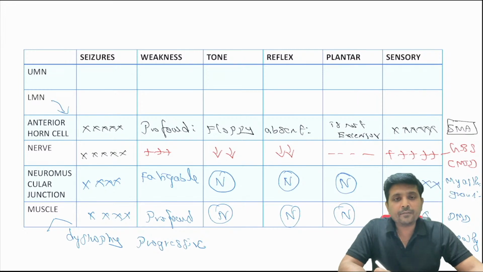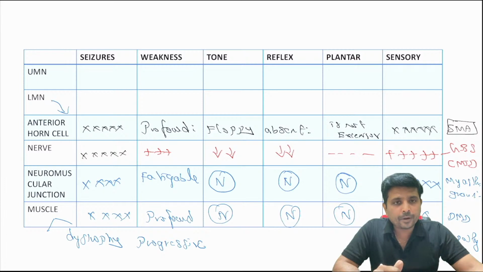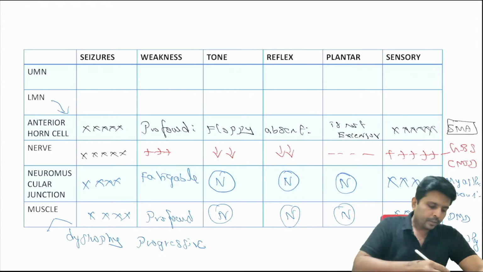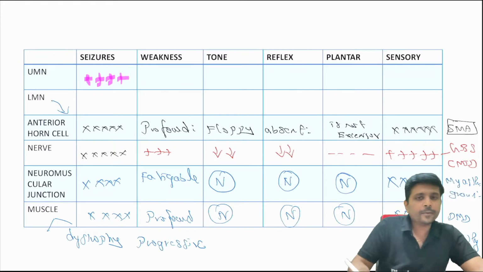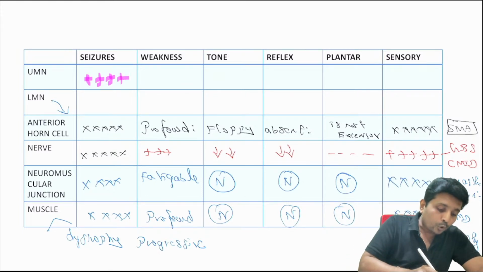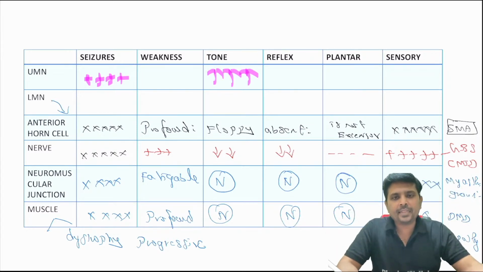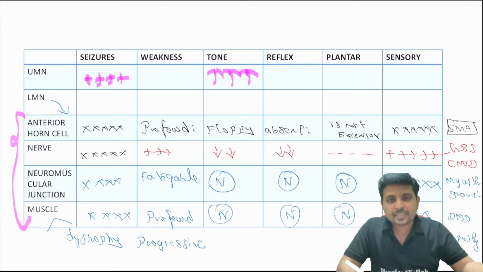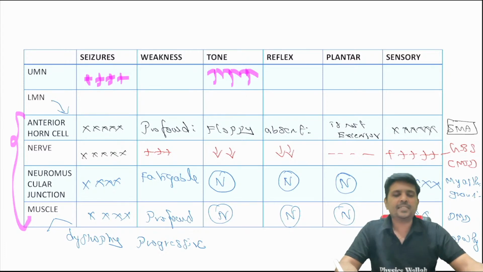Whereas what is the manifestation of an upper motor neuron involvement? The upper motor neuron involvement is characterized by seizures, and the tone will be high. They will have hypertonia, spasticity rather than flaccidity. Whereas lower motor neuron conditions are characterized by flaccidity or floppiness, upper motor neuron is characterized by spasticity.